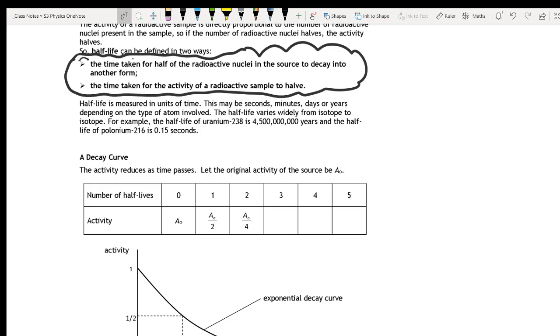So, for example, uranium-238, the half-life is 4,500,000,000 years, so a long time. So it sort of sticks around for a long time. But the half-life of polonium-216 is 0.15 seconds, so it doesn't really stay around for very long. Okay, and that's quite important when we come on to looking at uses of radioactivity. It's very important to know the half-life to see how long something will stay radioactive for.